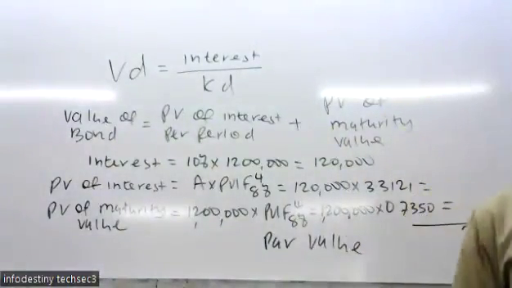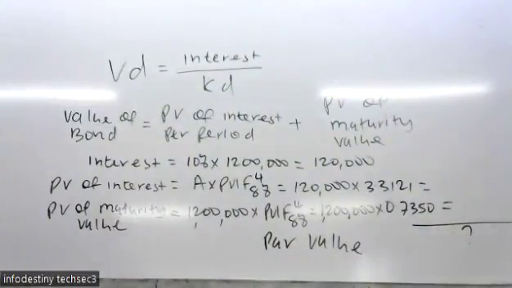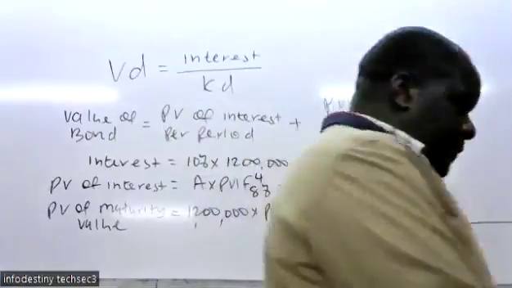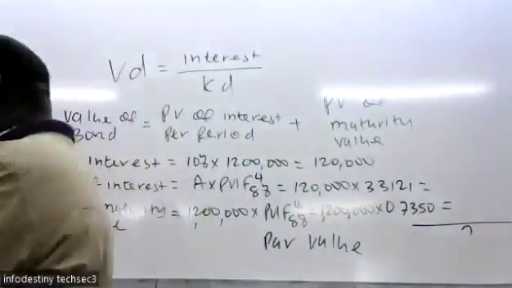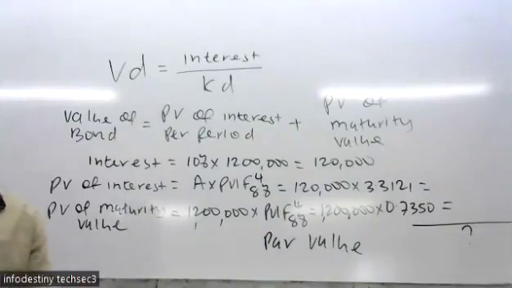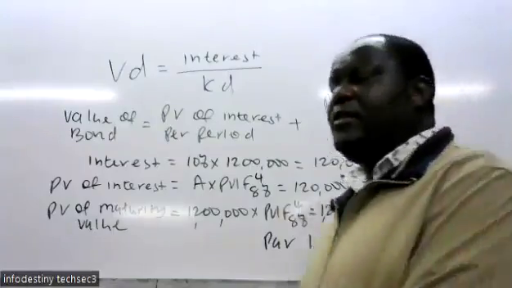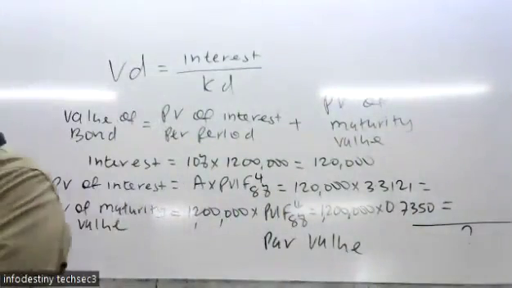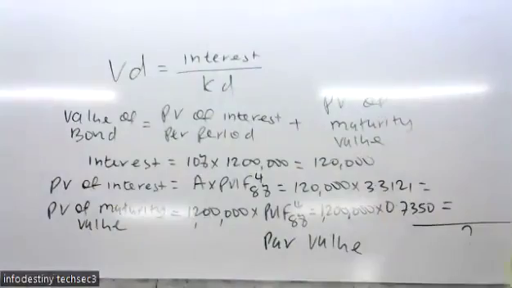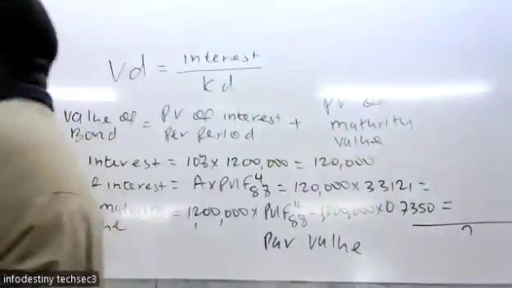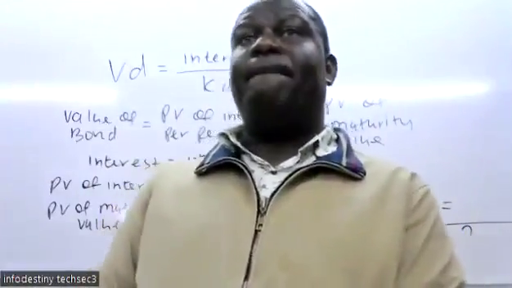Market value of the bond. So first we note that it is the value of the bond where the maturity value is adjusted to reflect the current conditions in the market. So that's what we mean by market value.